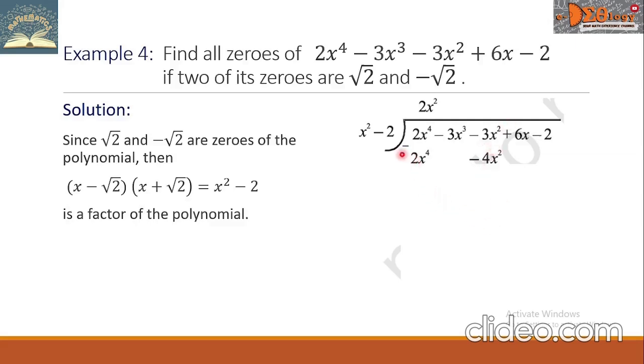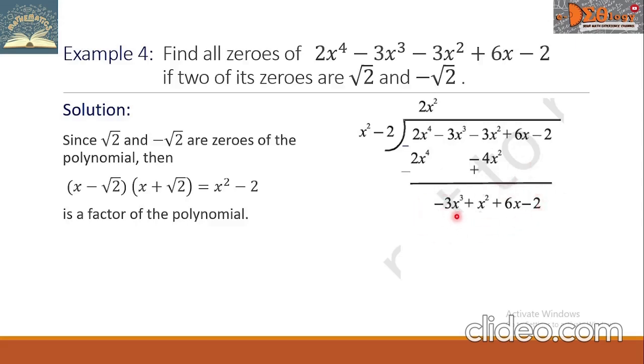Then we subtract. We will change the sign of the terms of the subtrahend. So this is now negative and this is now positive. The 2x^4 plus negative 2x^4 will cancel out. Then we combine this negative 3x^2 plus the positive 4x^2. We will have x^2. Then we bring down the negative 3x^3, also the 6x - 2. This is now the new dividend.